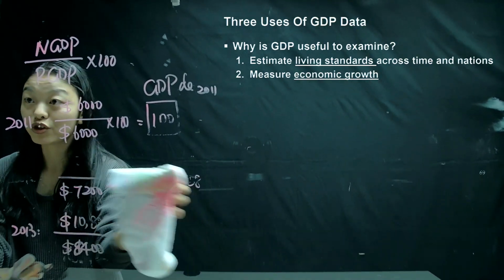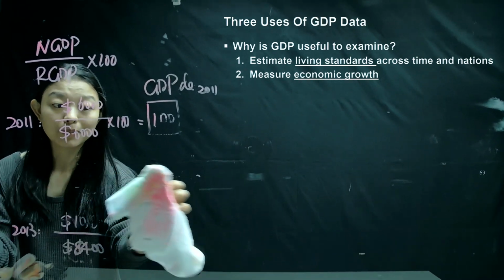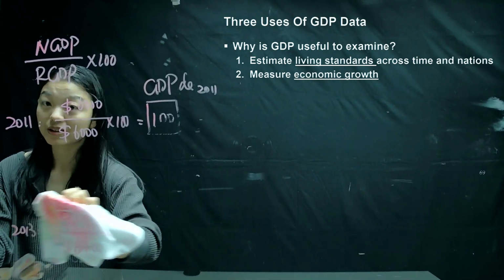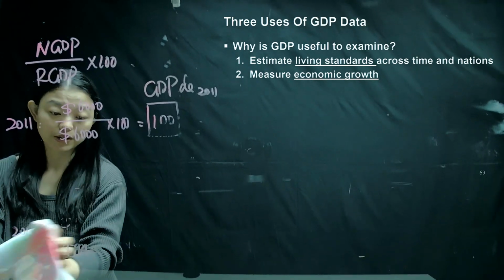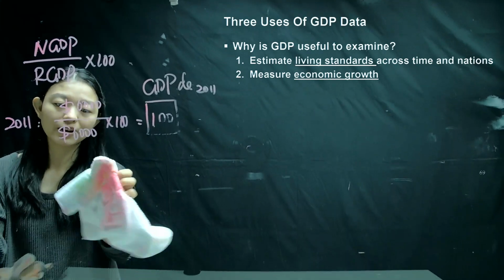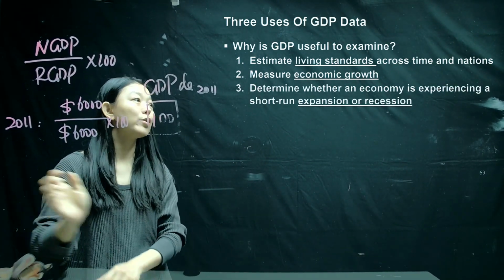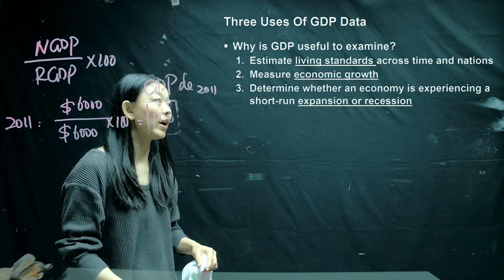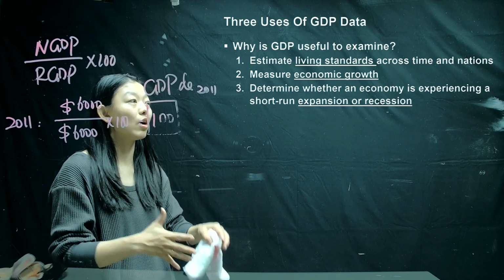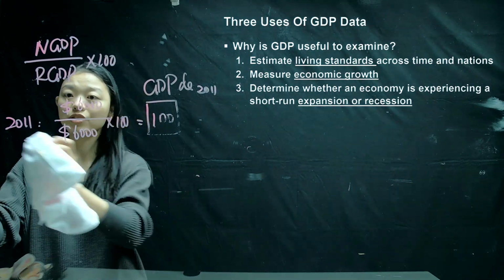So we can compute a GDP growth rate and then talk about whether the economic growth is positive, negative, or no change. So this is another usage of GDP data. Next one, we use GDP data to determine whether the economy is experiencing a short-run expansion or recession.